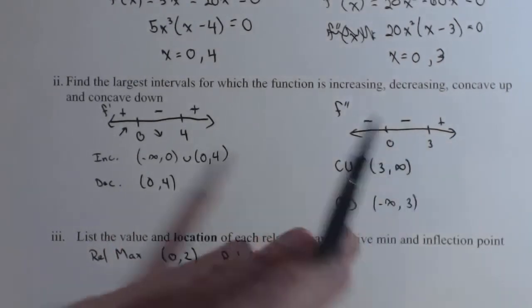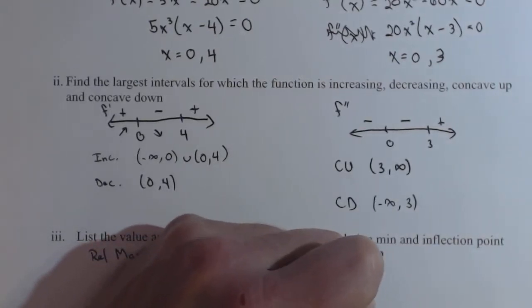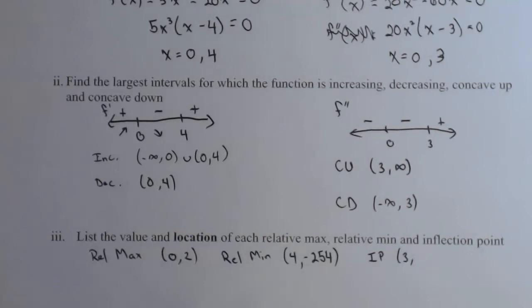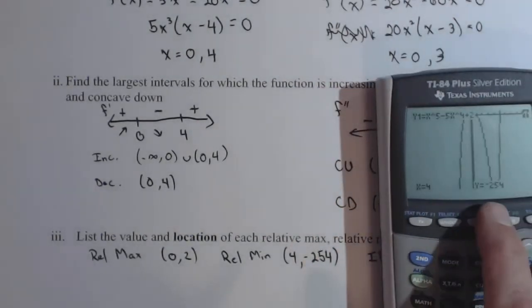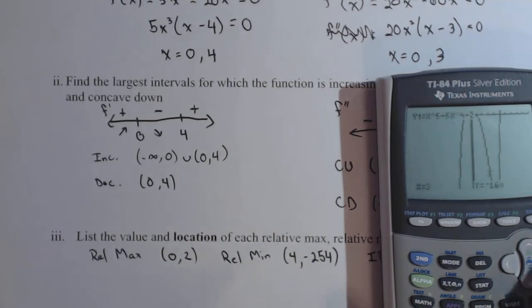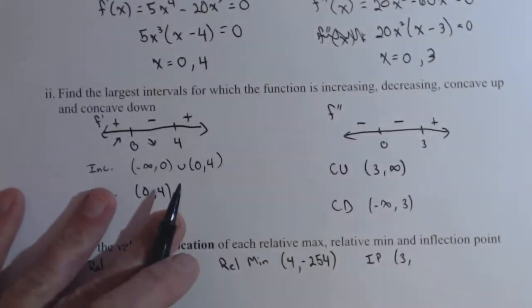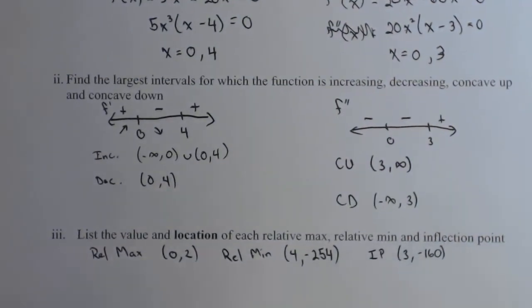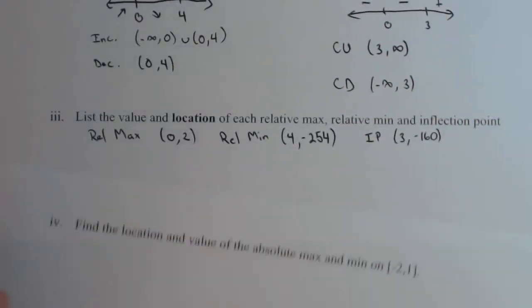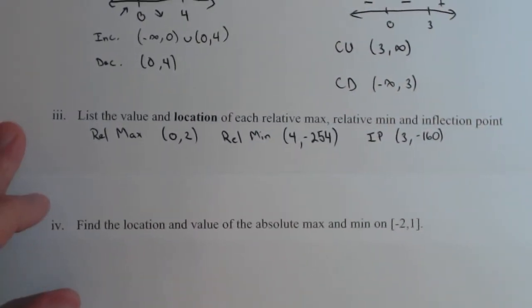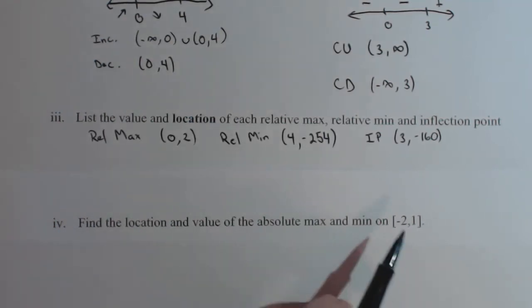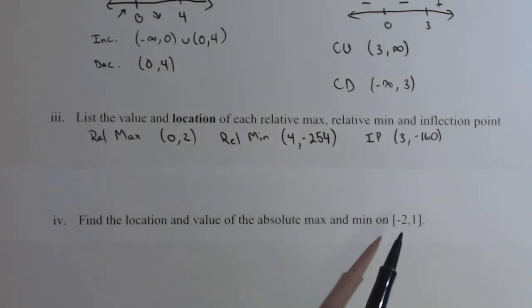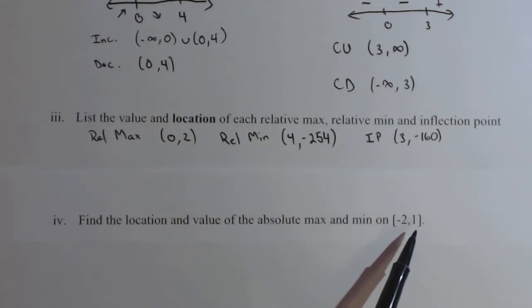Now, the inflection point, we've only got one, and it happens when x is 3. And again, I can bring in the calculator here. And we see it's negative 160. Alright, now we're going to use these points again with our original function, because now we're going to do absolute max and absolute min on a closed interval. So the extreme value theorem says if we have a closed bounded interval, we're guaranteed an absolute max and an absolute min, and it occurs either at a critical point or an endpoint.